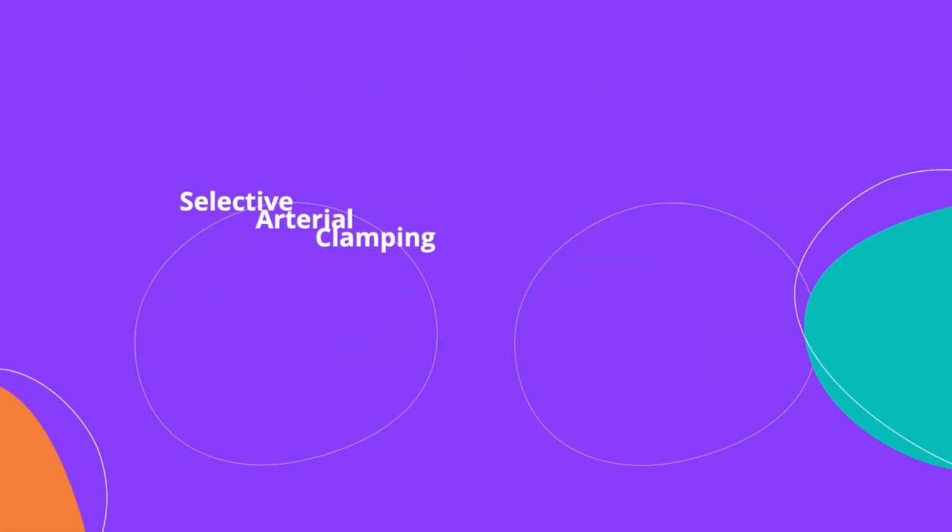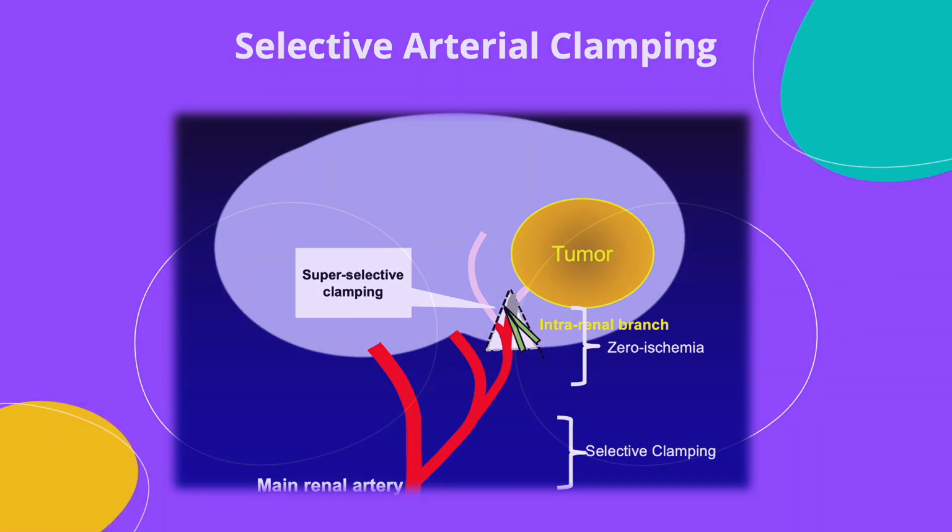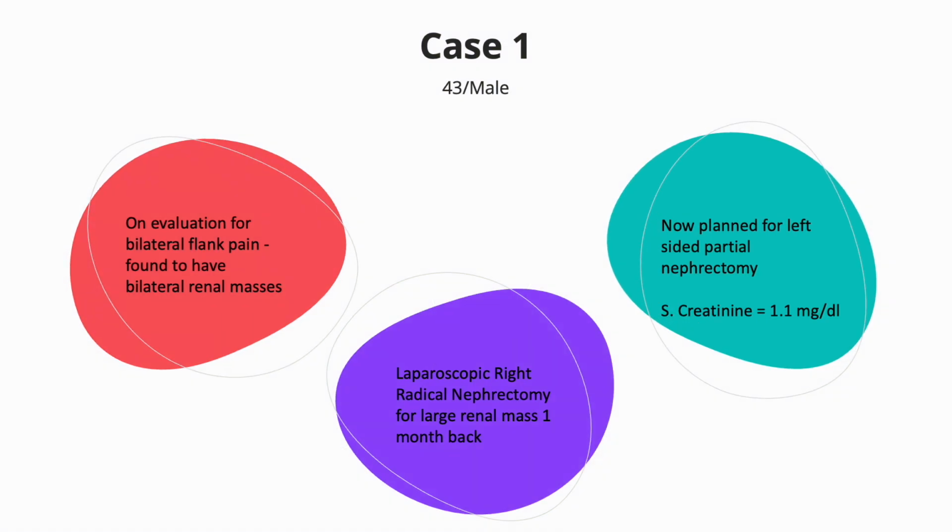As opposed to main renal artery clamping, selective clamping involves isolating and clamping only those renal arterial branches that directly supply the tumor. We present the case of a 43-year-old gentleman who had already undergone right radical nephrectomy and presented to us for management of his contralateral mass.